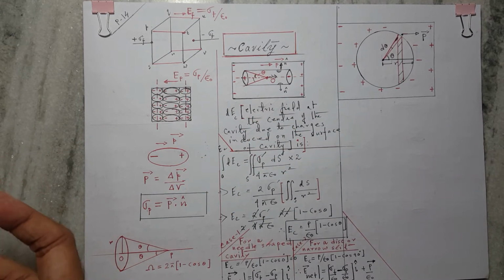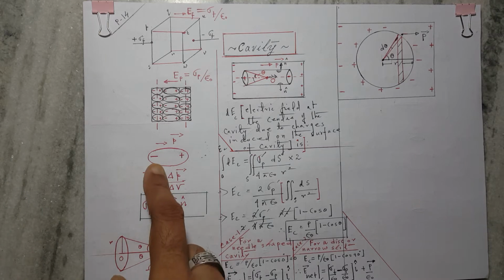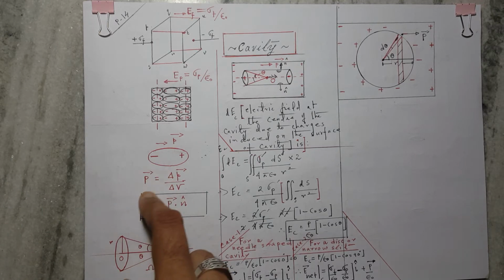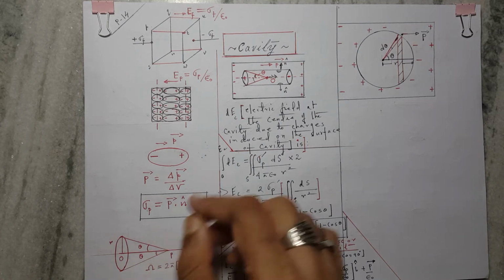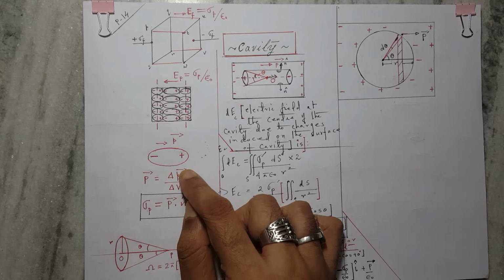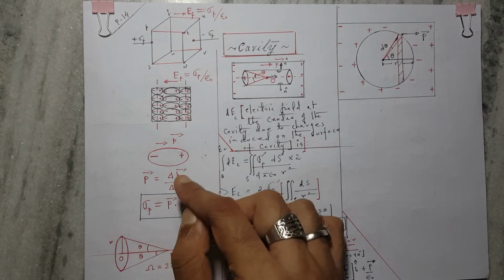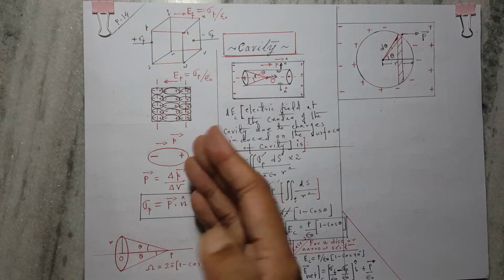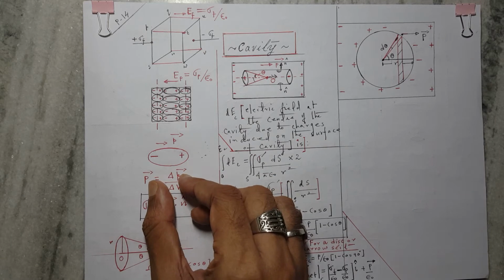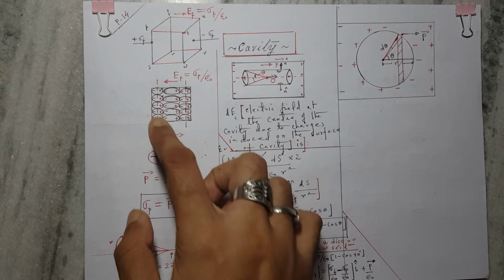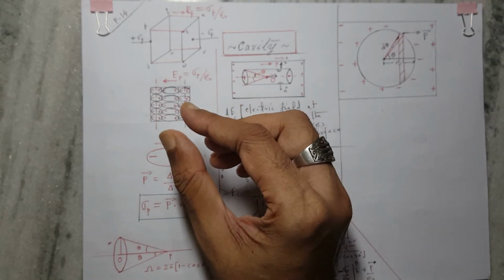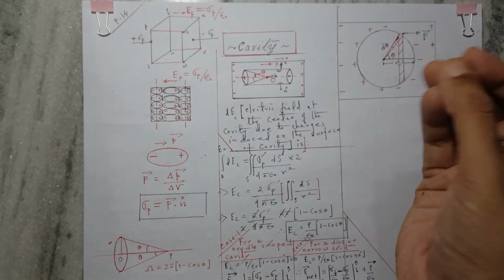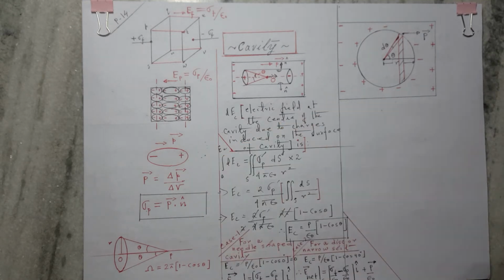If the net dipole moment of this polarized dielectric is delta P and the volume is delta V, then we can define this particular term, capital P, which is known as polarization or polarization density and is expressed as delta P by delta V. What is delta P? The net electric dipole moment of all these electric dipoles. You consider a certain volume inside the dielectric and find the net electric dipole moment per unit volume.